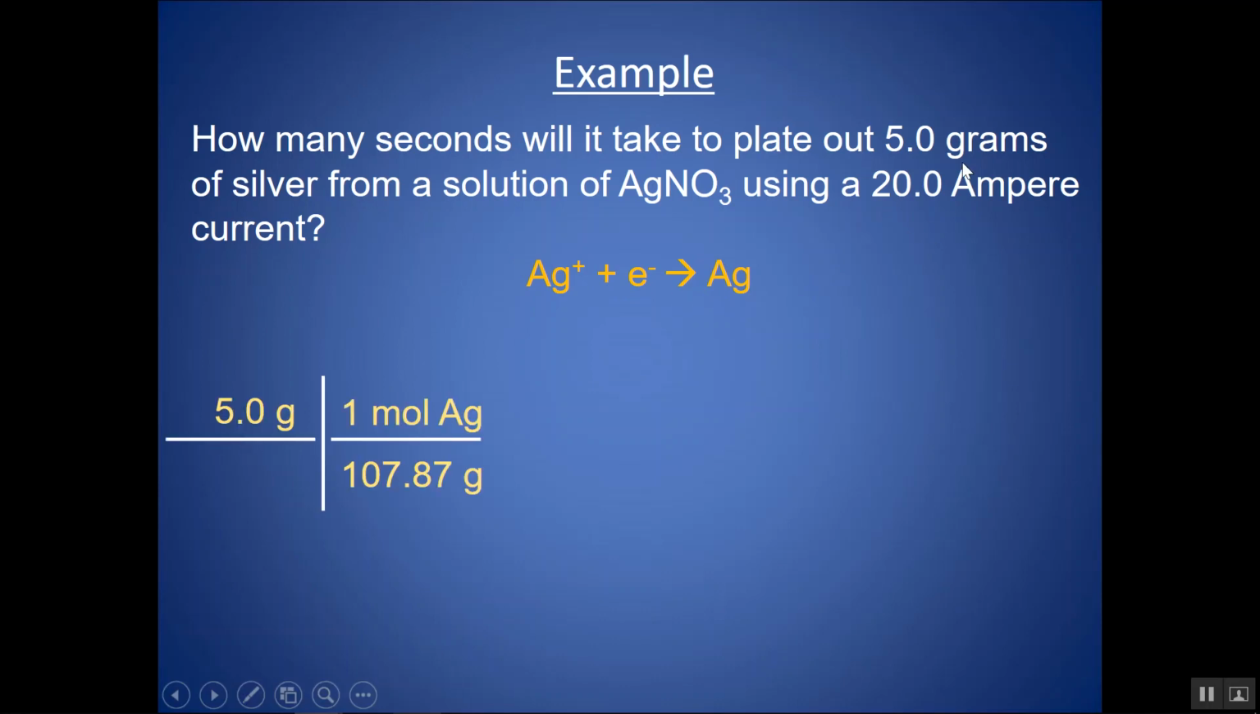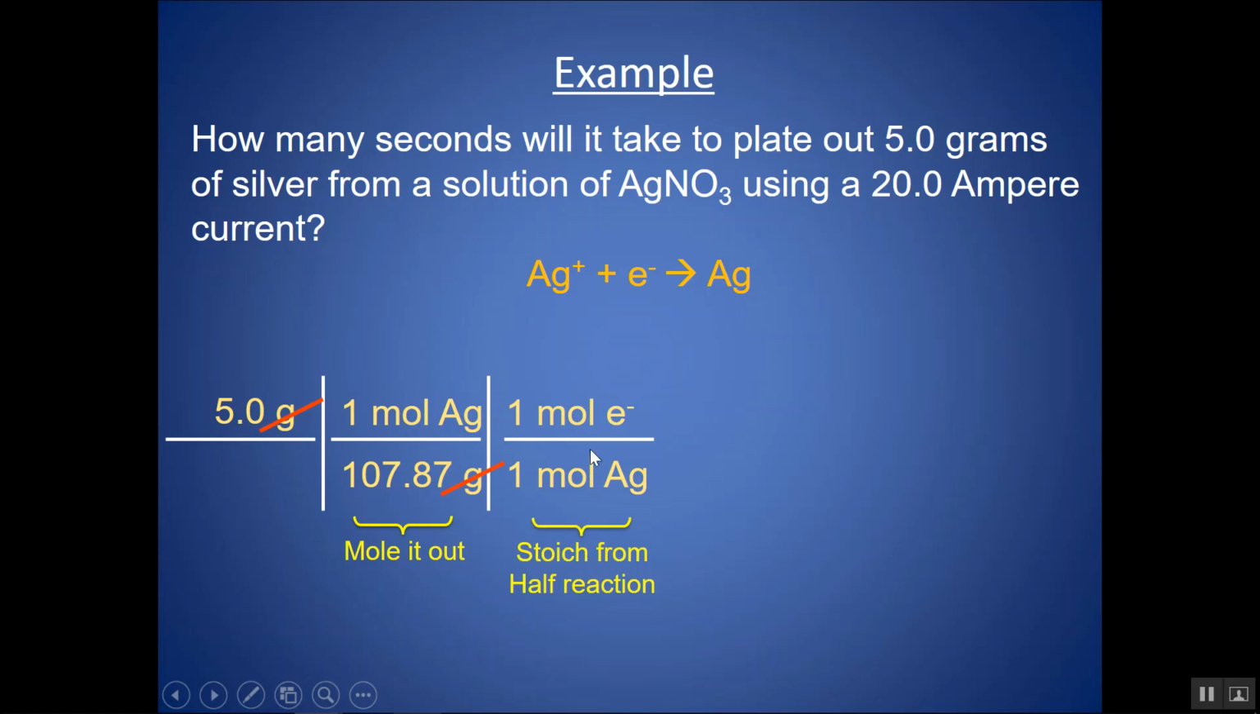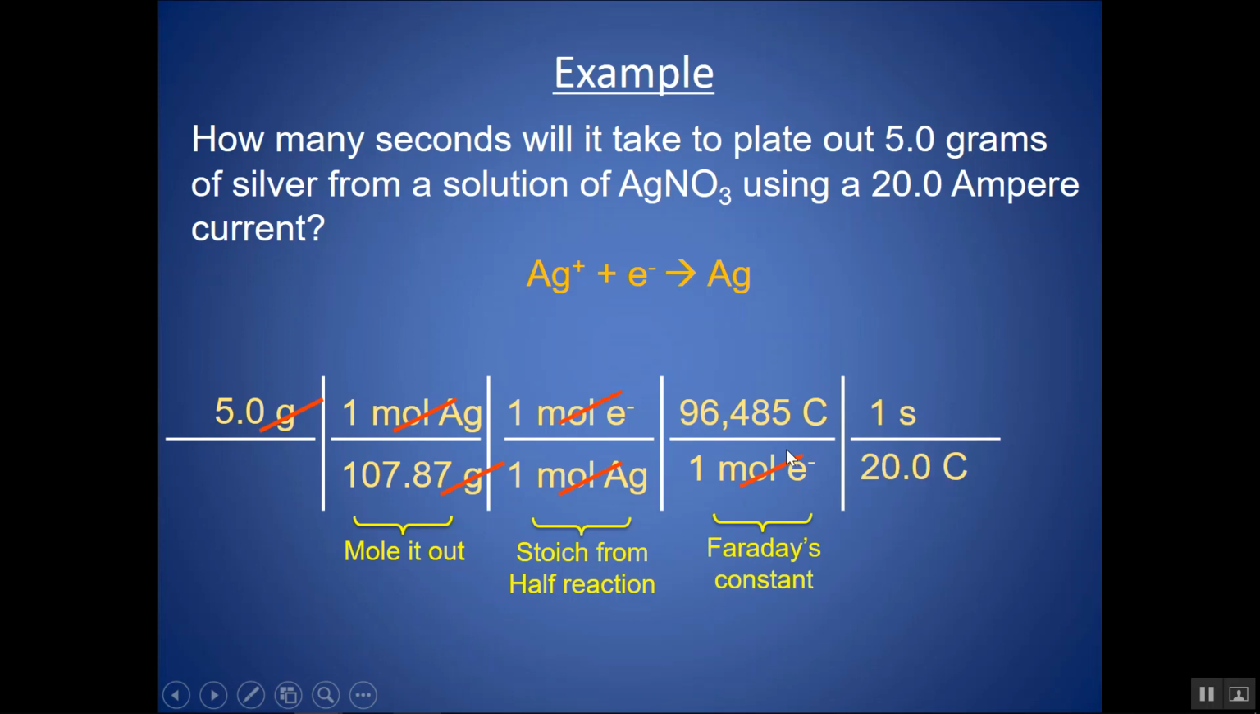But I can take my 5 grams of silver, and since our stoichiometry relates moles, let's mole it out. Okay, so I'm moling it out here. And now I'm in moles of silver. I can change it into moles of electrons, the stoichiometry of my half reaction. Now that I have moles of electrons, I can use Faraday's constant, which relates moles of electrons to coulombs of charge. And if I do that out, okay, now I have coulombs.